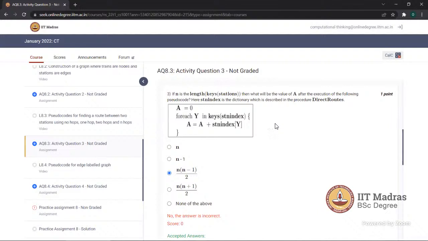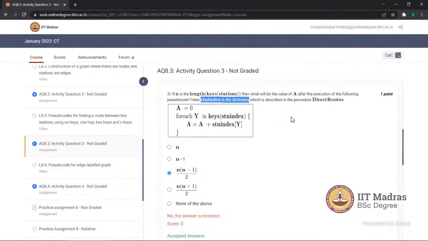Yes, Akash. Direct route is a procedure and station index is the dictionary. Sir, direct route is the procedure in which we are able to find the trains which start from A and end at B. Correct. And so this station index has all those stations where some train is either starting or ending, right? Yes, sir. So it may not be all stations available with us; it might be or it may not be, right? Yes, sir. We are only talking about those stations from where some train starts or ends.